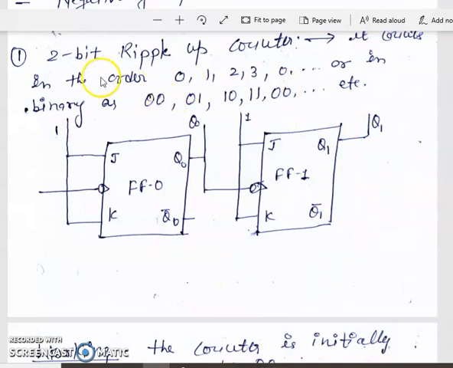Okay, if we have 2 bits, then how many states or modes? 2 to the power 2 is 4. So it counts from 0 to 3. Okay, in decimal, 0, 1, 2, 3, and then it repeats 0, 1, 2, 3, and so on. In binary form, because it is 2 bits, 0 is written as 00, 1 is written as 01, 2 as 10, 3 as 11, and then it repeats 00, 01, 10, 11 and so on. So it is a mod 4 counter, 4 states, in the 2-bit ripple up counter.